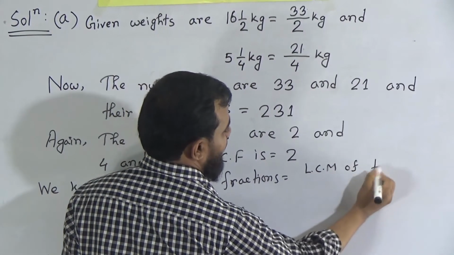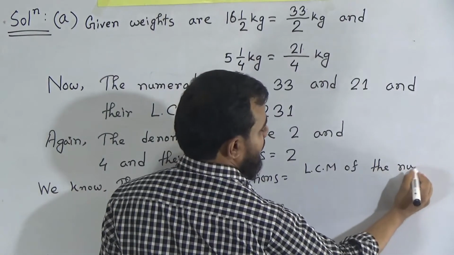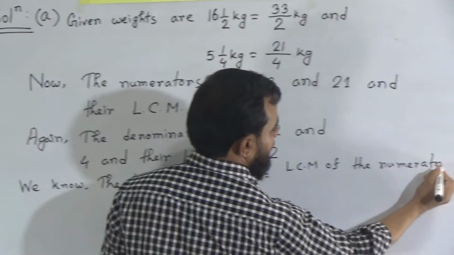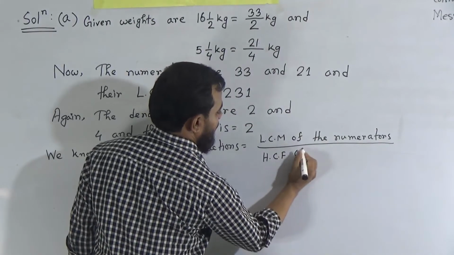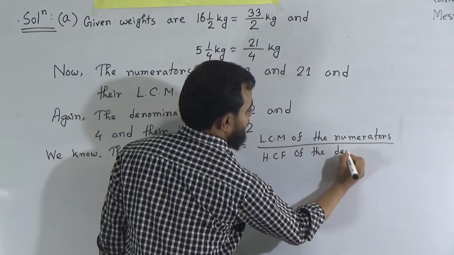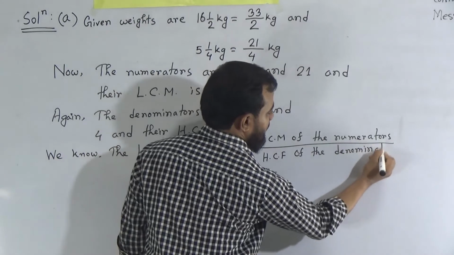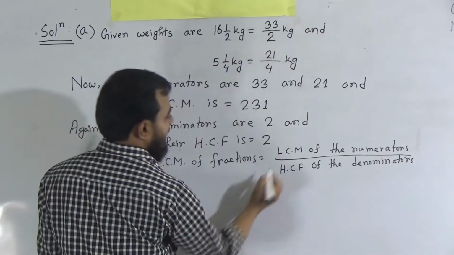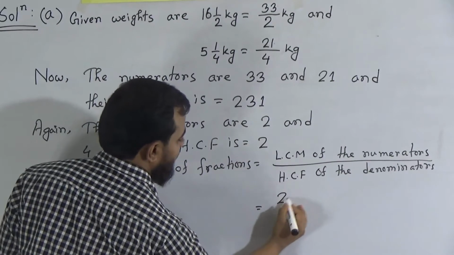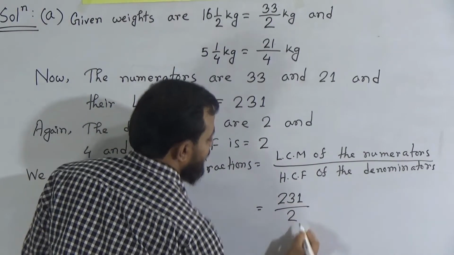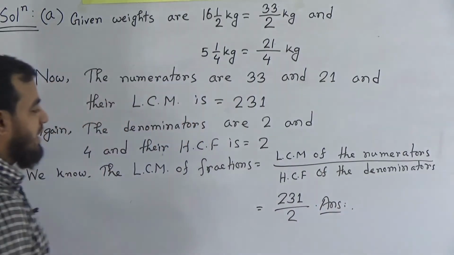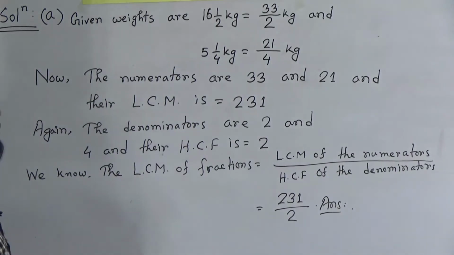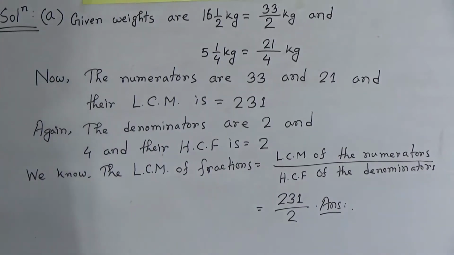LCM of the numerators divided by HCF of the denominators. So what must the LCM be? LCM is nothing but 231 and HCF is nothing but 2. So this is our answer to the given question. The question was, what is the LCM of the given weights? So our LCM of the given weights is 231 by 2.